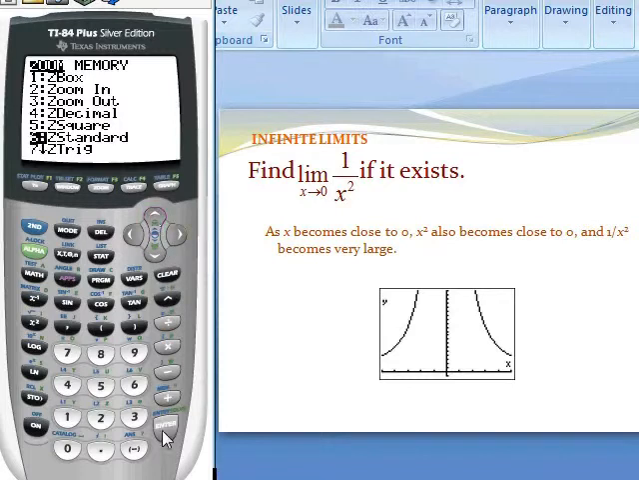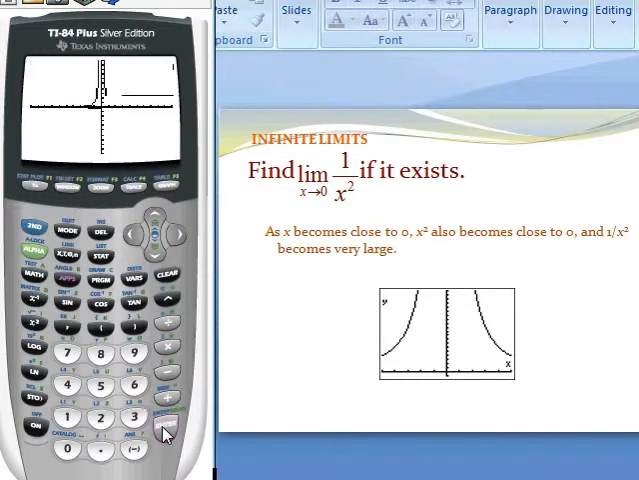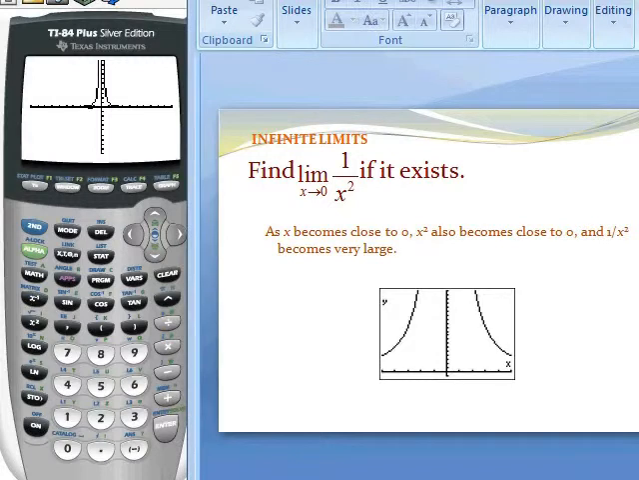It looks like there is a vertical asymptote there. But what is the limit? Is it actually hitting a number over there? I am not sure. Well, you can actually guess, but let's assume we don't know.